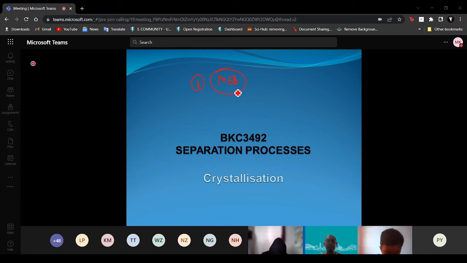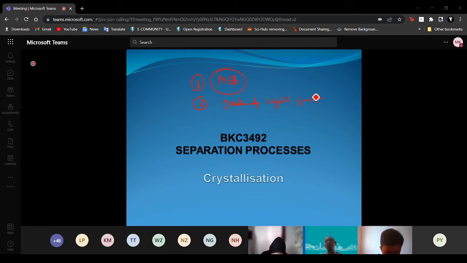You need to do mass balance and energy balance of the crystallizer. In crystallization, the unit we call the crystallizer. And the second part has two things. The important calculation is we want to know the growth of crystal, or crystal growth.